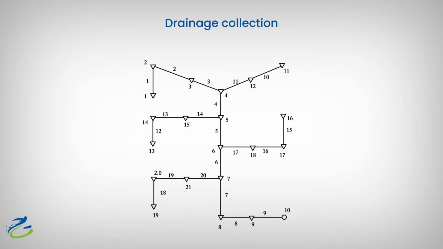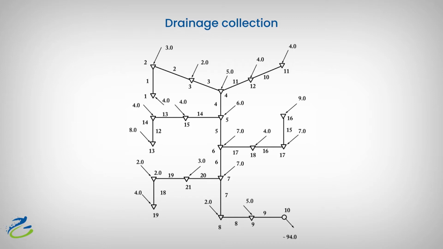The third network is a collection network used for sanitary or wastewater. A triangular node is inflow and a circular node is outflow. In this network, as you can see, water is collected from the triangular inflow nodes and ends up in the last circular outflow node number 10.